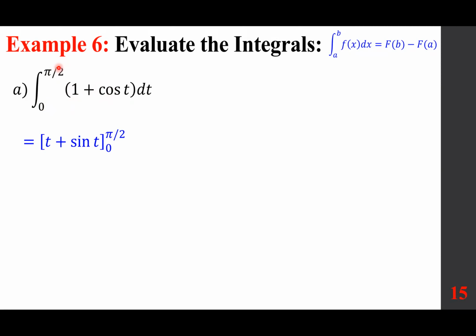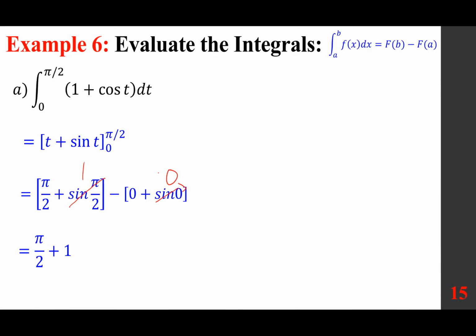Next, we plug in pi over 2. So this is pi over 2, this is sine of pi over 2, minus, this is 0, this is sine of 0. Just plug it in. That's all you have to do. Sine of pi over 2 is 1. Sine of 0 is 0. So the second brackets just goes away, becomes 0. And the first brackets, pi over 2 plus 1, is the precise answer.